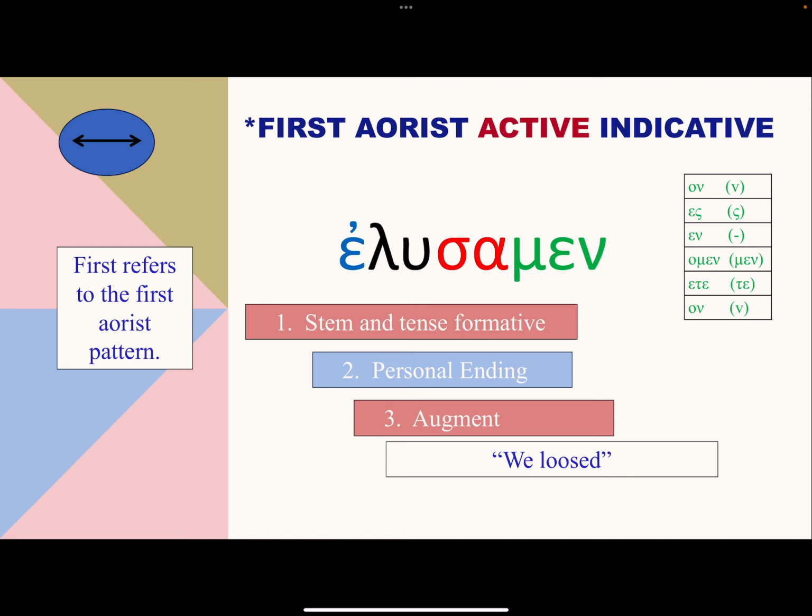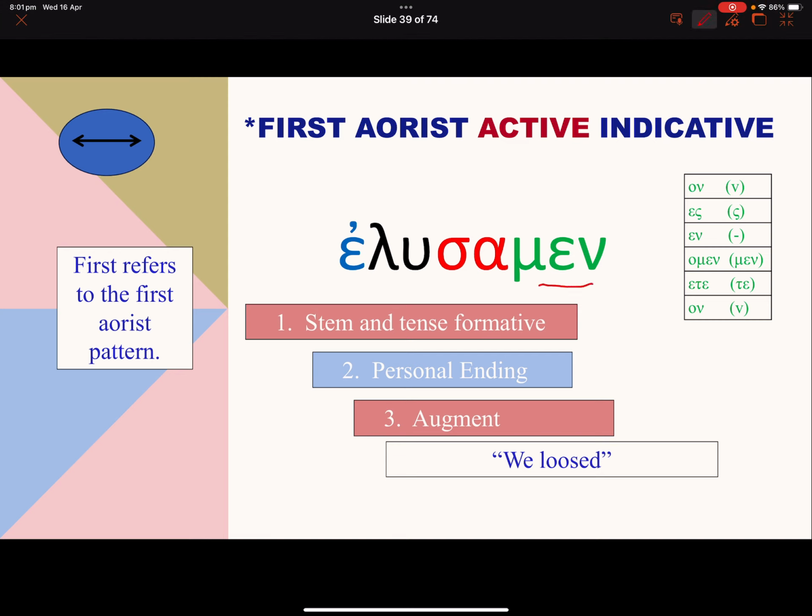Okay, so these are the building blocks that make up our aorist. We've got our augment, our epsilon. We've got the stem of the word. Here the stem is lu from luo. We've got our tense formative, which is sa, and we have our personal ending. So lu sa men, all the various parts of that together would mean we loosed. The personal ending there, the men, we know this really well. We've seen this lots of times. That's telling us that it means we. It's first person plural. And then the augment is telling me it's past time.